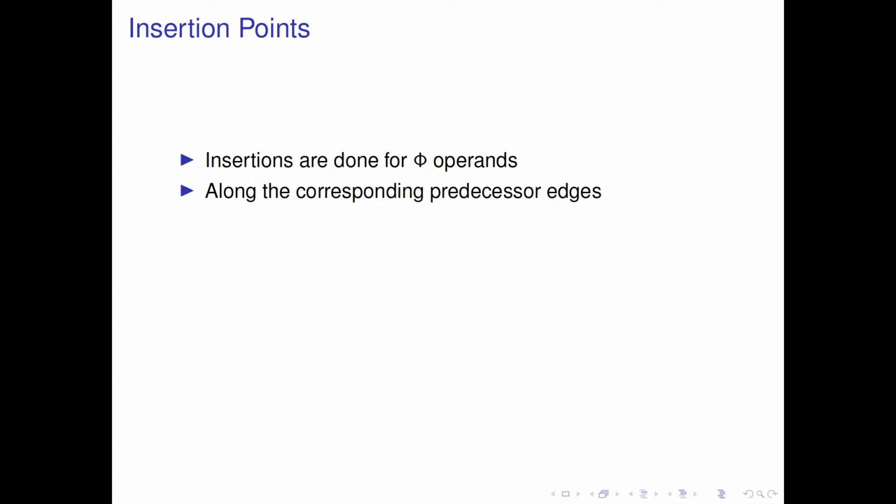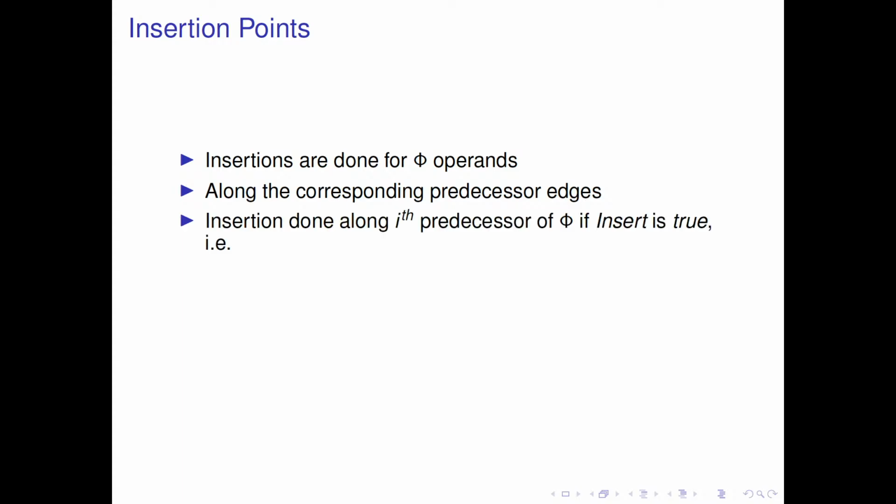Okay, so why are we doing this? Because phi really doesn't have any meaning. I could have done it in the argument of phi itself, but at runtime then I have to move it to the predecessor. So directly I am doing it at the predecessor. Okay, so if the ith argument has this insert flag to be true, then you will insert it.